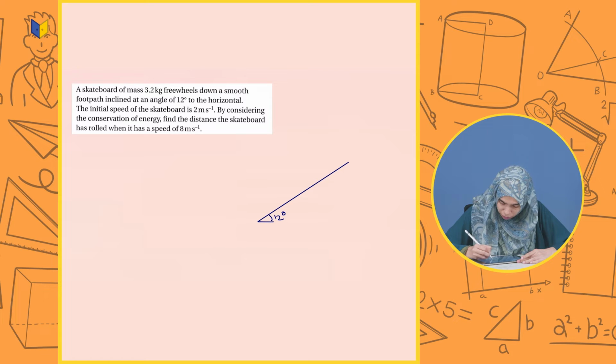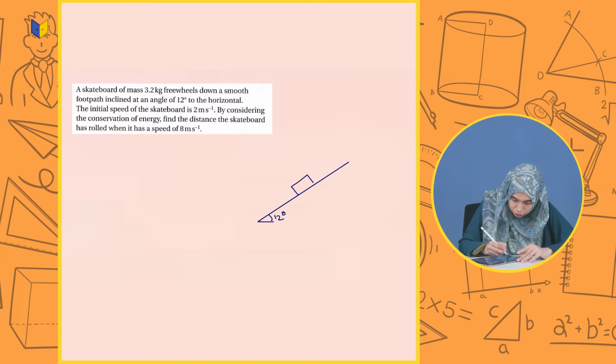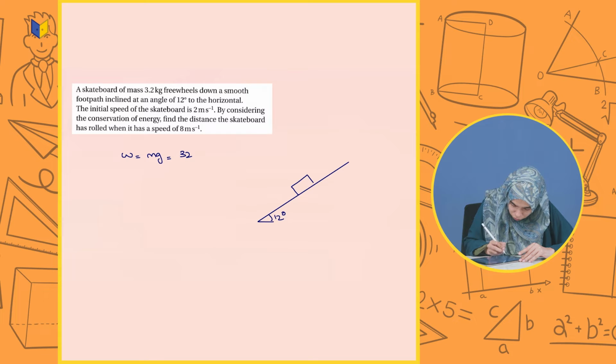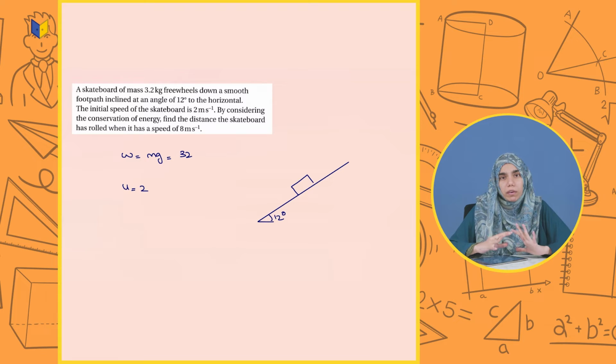The skateboard has a mass of 3.2 kgs, or you can say the weight is 32 newtons. Again, W equals mg, that's 32 newtons. Alright, so what else we know is the initial speed is 2 meters per second. And by considering the conservation of energy, so this is not giving us an option.